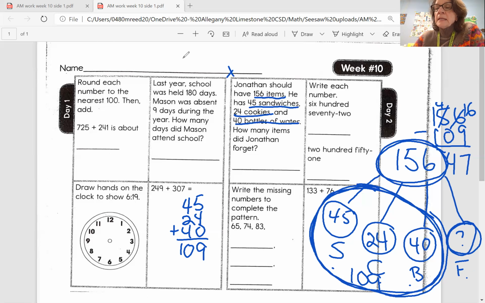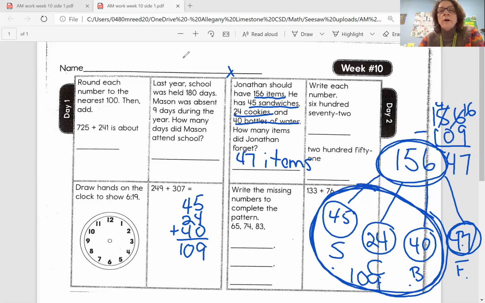So how many items did he forget? I'm going to put it right in here in this part. He forgot 47 items. Remember to dress up your number. You don't want to just write 47 because we won't know whether you're talking about sandwiches, cookies, bottles of water, or whatever. We're going to write 47 items because that's what it asks. How many items did Jonathan forget? Okay, so hopefully I made that a little clearer for you.